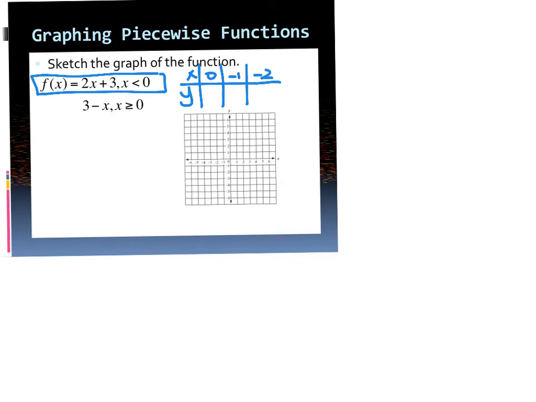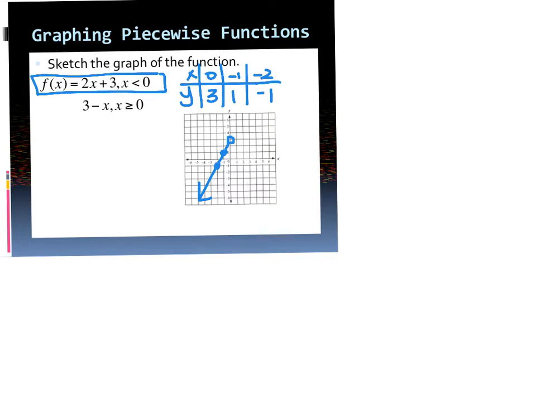So 2 times 0 is 0, plus 3 is 3. 2 times -1 is -2, plus 3 is 1. 2 times -2 is -4, plus 3 is -1. And then I plot those points. So 0, 3, and it's an open dot there. -1, 1. -2, -1. And I know it's pointing left because it's less than 0.